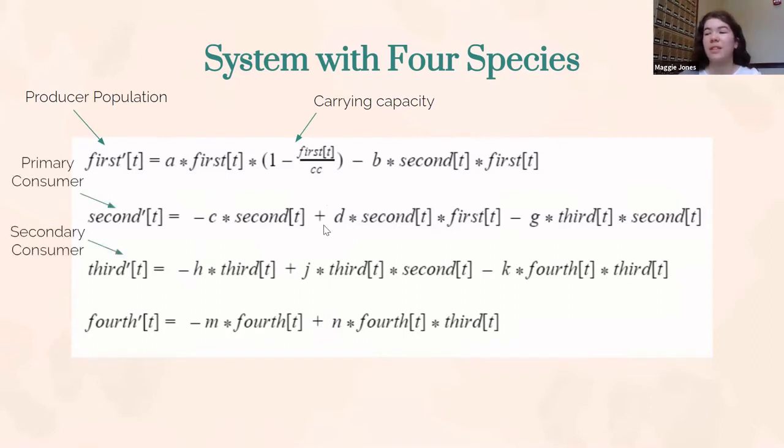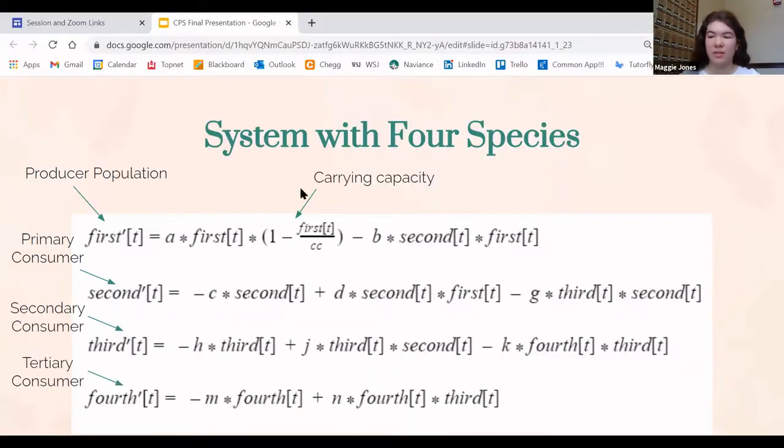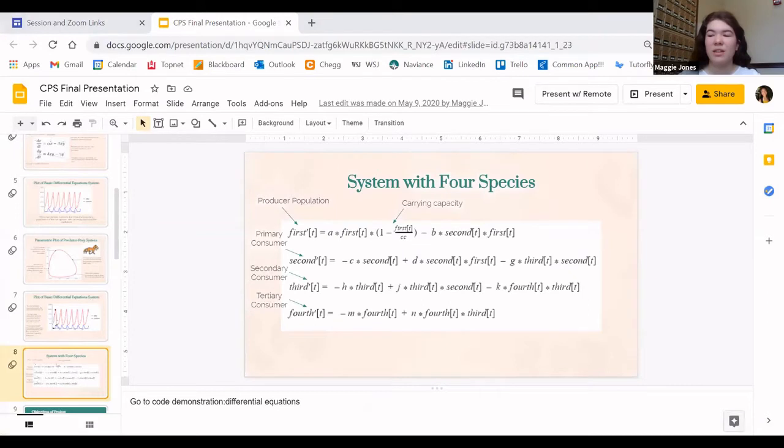The equations for the second and third species are similar in that they both include a natural death term, a positive interaction term from consuming prey, and a negative interaction term from being consumed by their predator. The fourth equation has a positive term from consuming prey and a negative term from a natural death. There is the absence of a negative interaction term because the fourth species is at the top of our food chain and thus has no predators. Now let's take a look at the way we transform this into mathematical code.